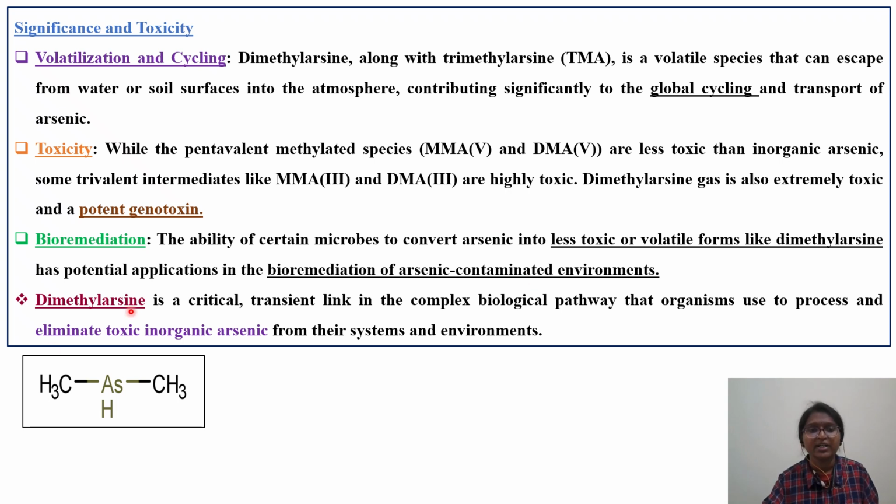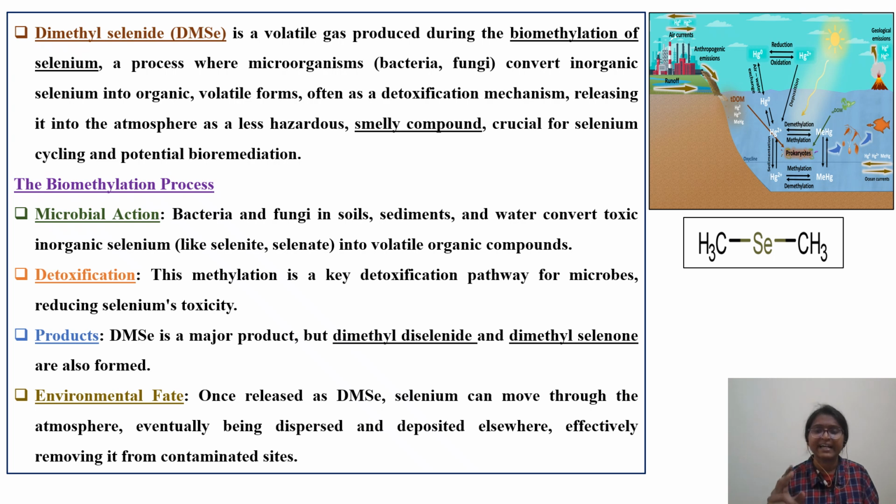by using these microbes, this bioremediation process, we can make it less toxic. Okay, dimethyl arsine is a critical transient link in the complex biological pathway that organisms use to process or eliminate this inorganic toxin, removing the highly toxic arsenic from the system or that particular environment. So that was about the second option, dimethyl arsine.